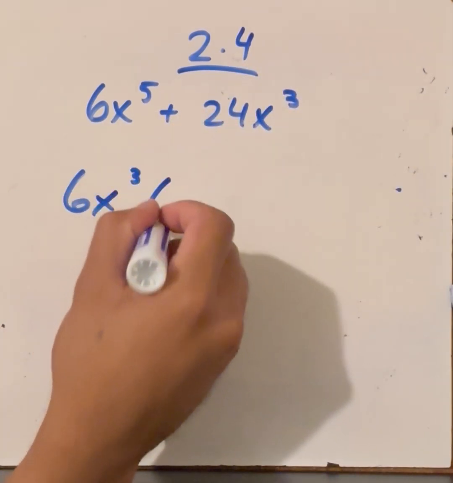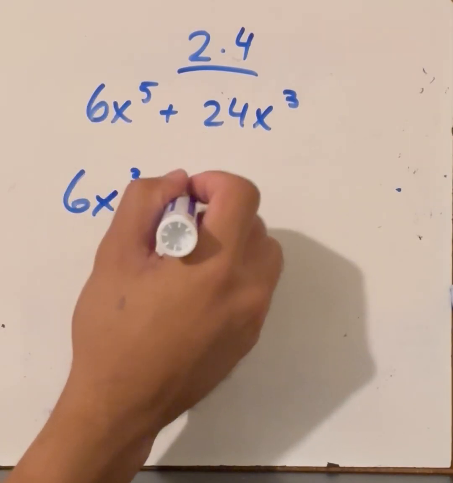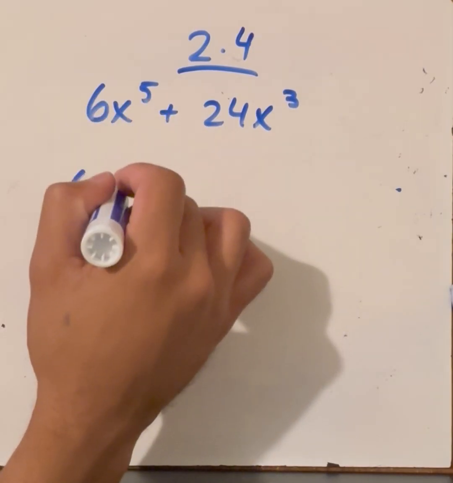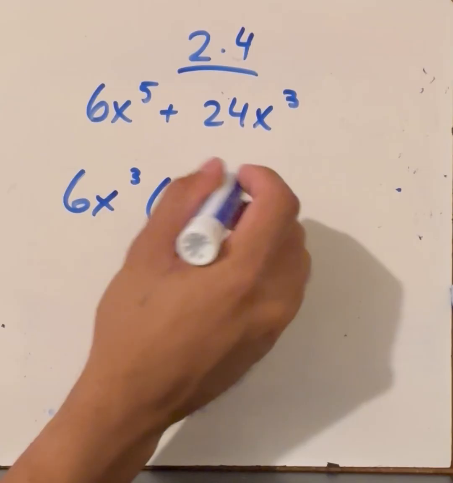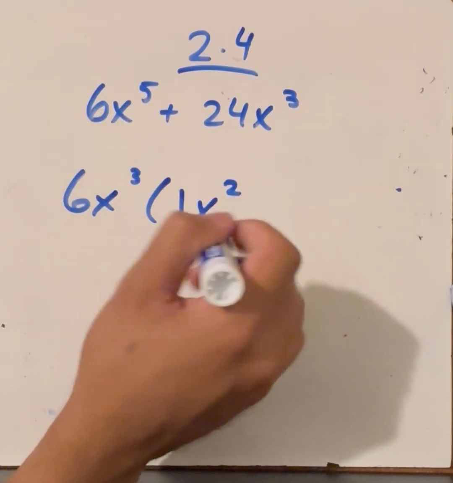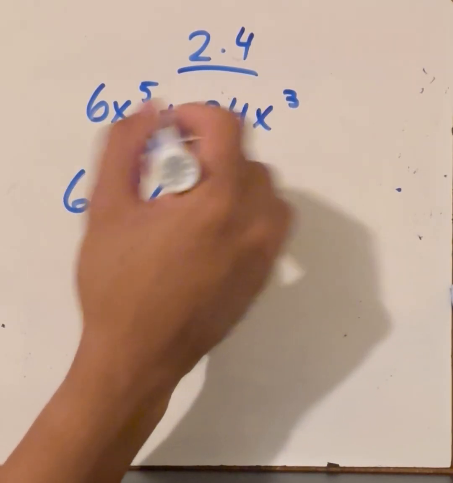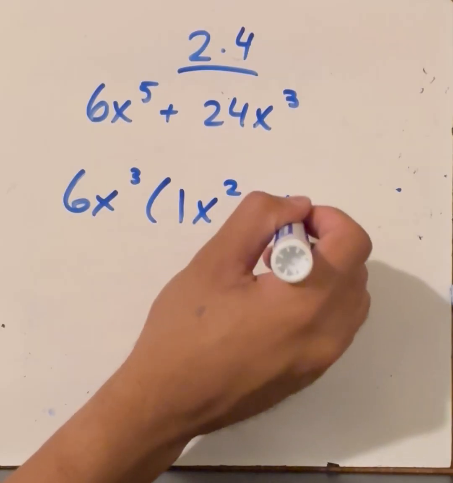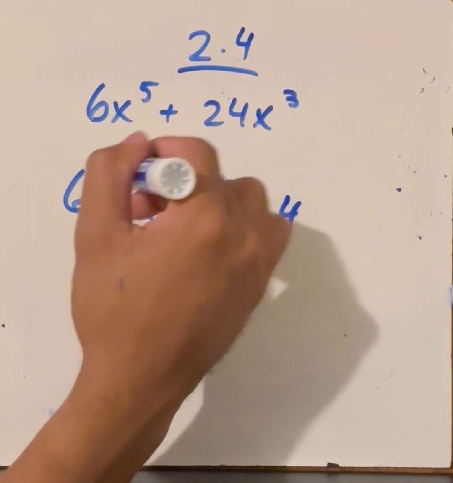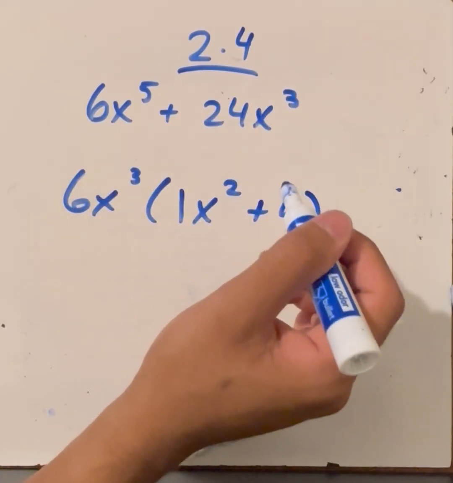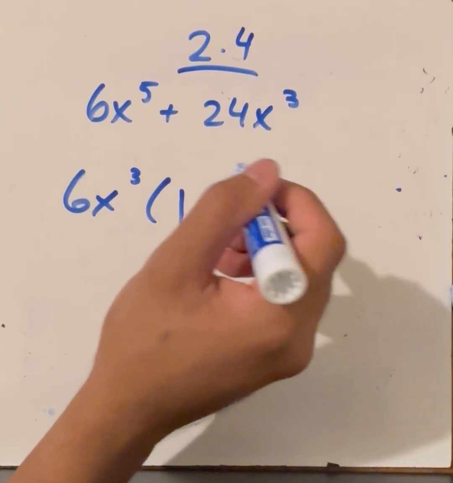Okay, if we take 6 divided by 6, that is 1. X to the 5th divided by x to the 3rd is x squared, right? We can subtract exponents, so we get 2, so x squared. 24 divided by 6 is 4. And x to the 3rd divided by x to the 3rd is 1, and we don't necessarily have to write 1.